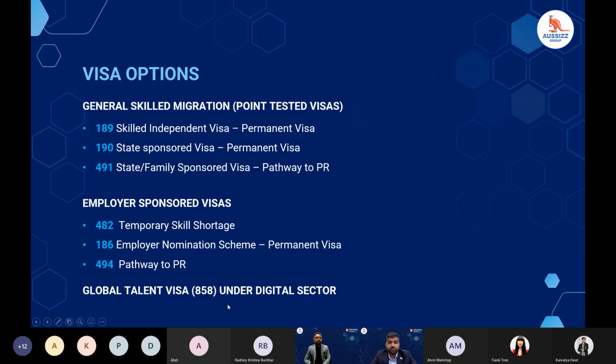That's the first criteria for a global talent visa, that you have to nominate a target sector. You have to choose one. So digital sector is the target sector for IT occupations. So that's met. Second criteria is you must be able to prove that you are a highly talented person.